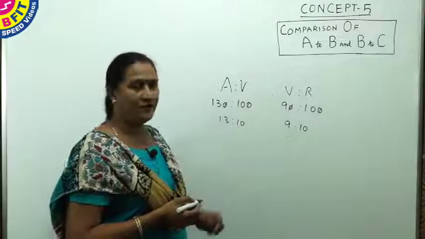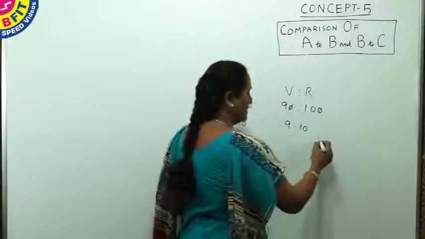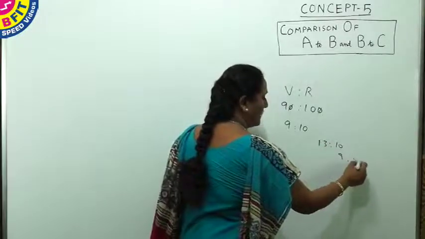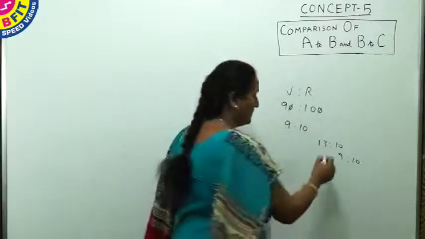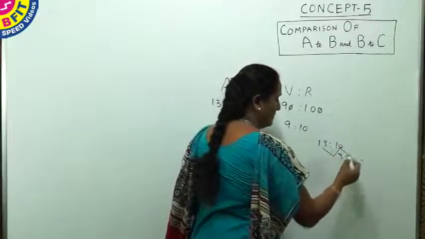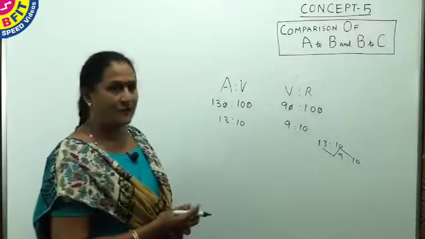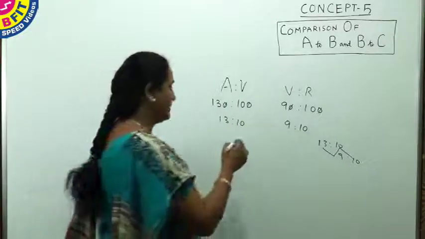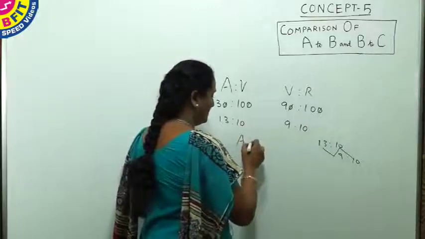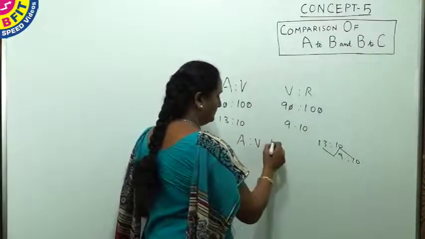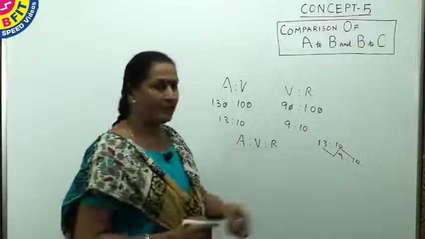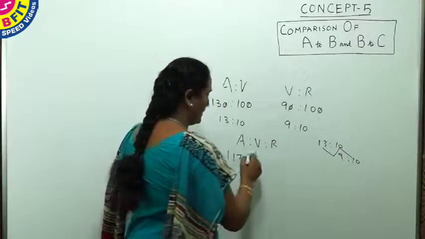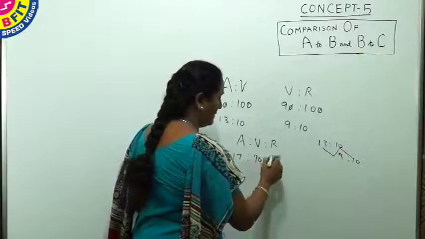Now combining this to a single ratio, because this is a continued ratio, ending with Vimal and starting with Vimal, following the same lightning pattern, writing in two rows one below the other. So following this pattern, we get a single ratio. Multiplying 13 and 9, and 9 and 10, 90 and 100.